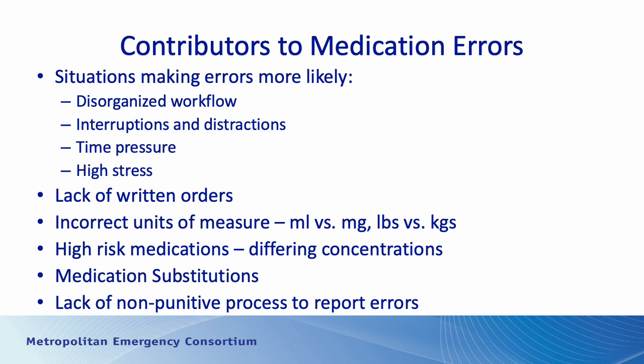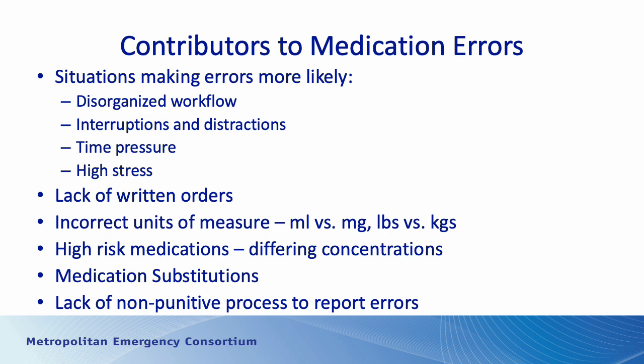High-risk medications are a source of errors, and for us, that is differing concentrations. We have two medications, midazolam and ketamine, that come in two different concentrations each. The more concentrated is meant for IM or intramuscular injection. The lesser concentrated is meant for IV. The wrong bottle can be grabbed, and the wrong dose can be given to patients.